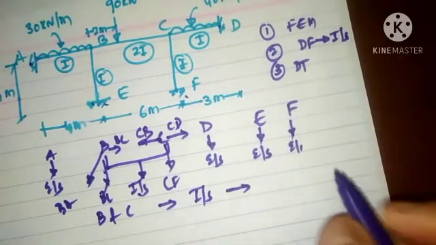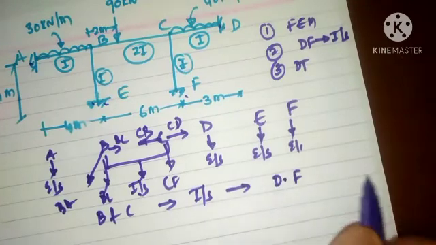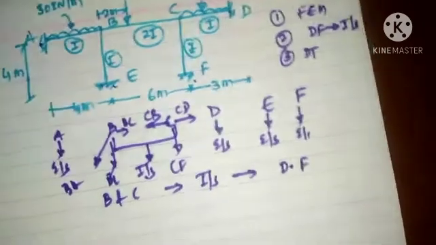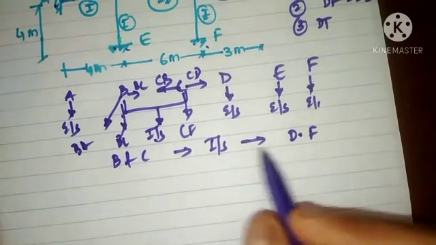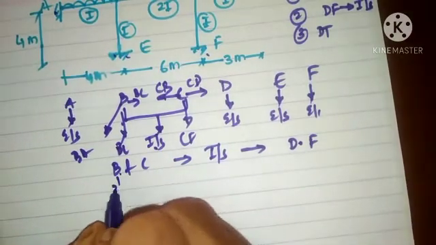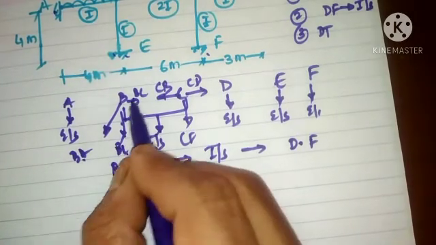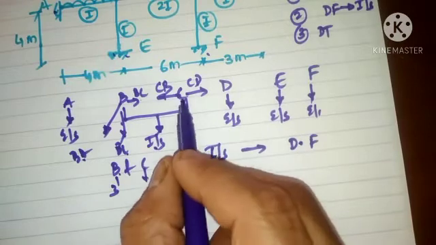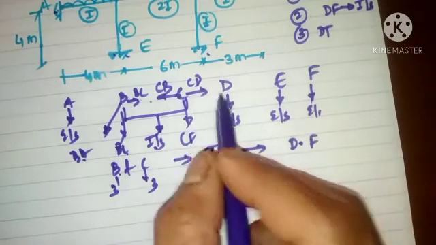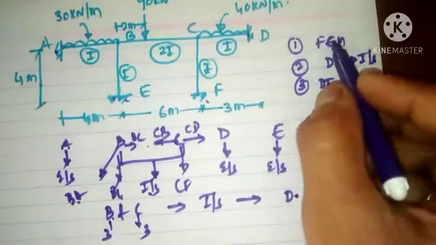So when you classify as an intermediate support, this will be the position where we need to find out distribution factor. So distribution factor will be calculated at B and C, and the number of members connected at B will be 3 and at C will be 3, which will be BA, BE and BC, whereas for C it will be CB, CF and CD. So these are the 3 members that will be connected at B and C. Now moving ahead, first we will start with finding out the fixed end moment.